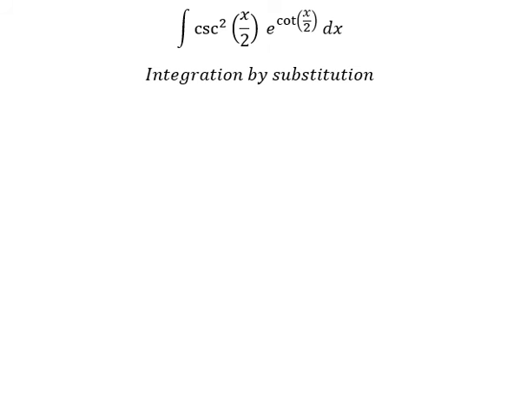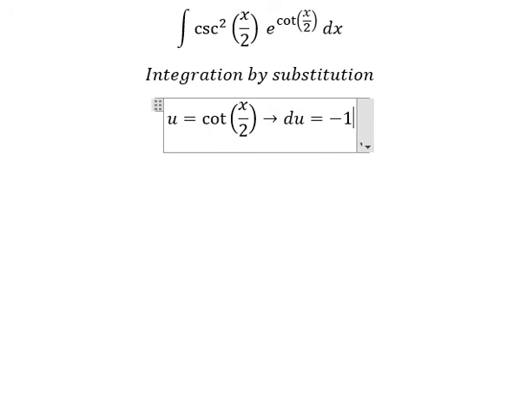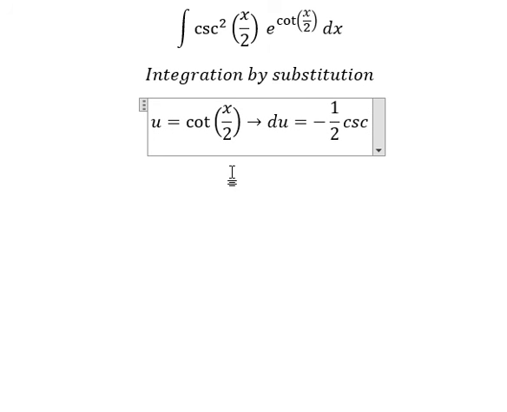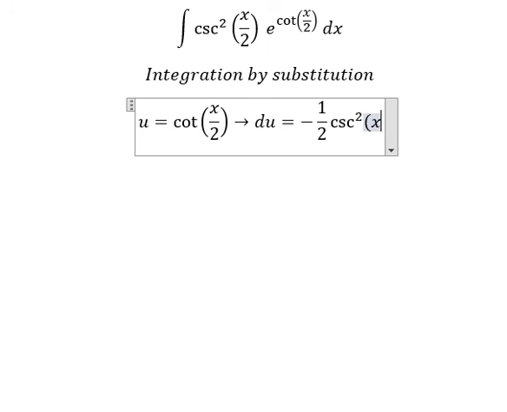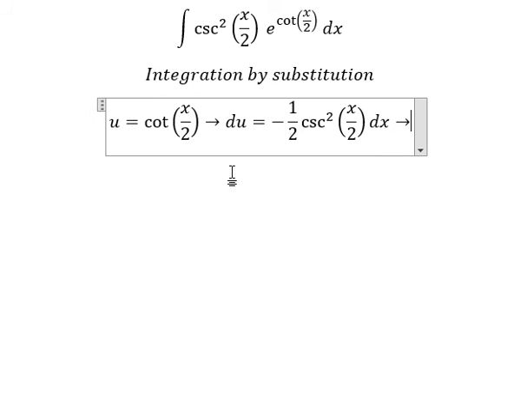So I will put u equals cosine of s over 2. Later we need to do the first derivative for both sides, and we have negative 1 over 2 cosecant of s over 2 squared ds. Because we don't have negative 1 over 2, I will put this one to the left.